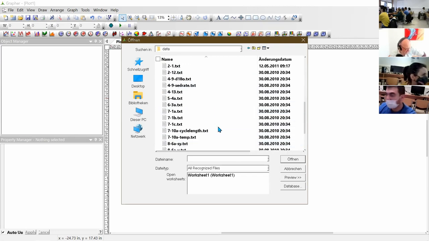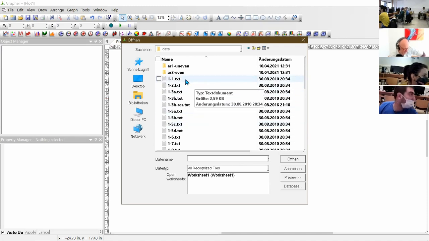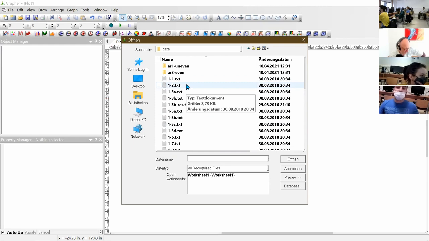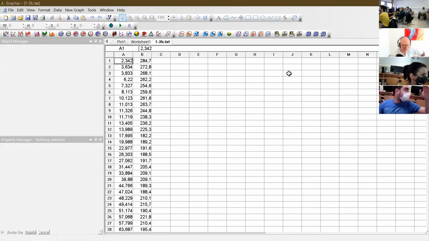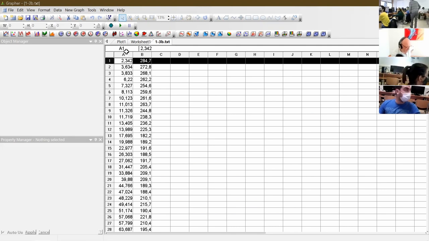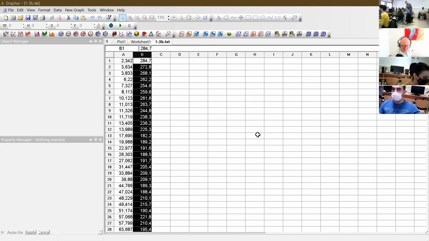You see, these are all the data from the book. For example, this is for figure 1.1, this is figure 1.2. Okay, and I will now open 1-3b.txt and open. Okay, this I'm being asked, and this is okay. And now we see the series. We have in one line two values. This is age in kilo years before present, of course, the units have disappeared. You just have the numbers. And these are the CO2 values.